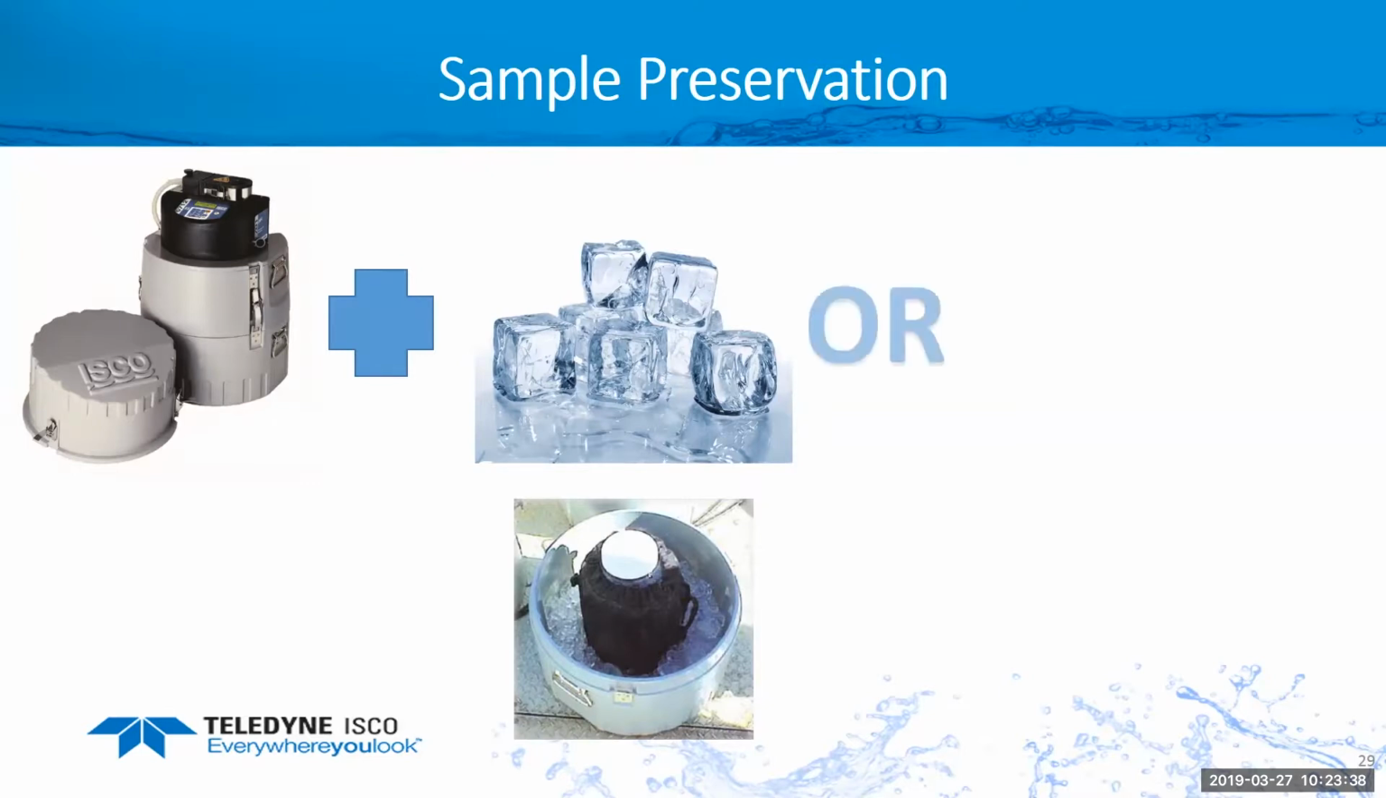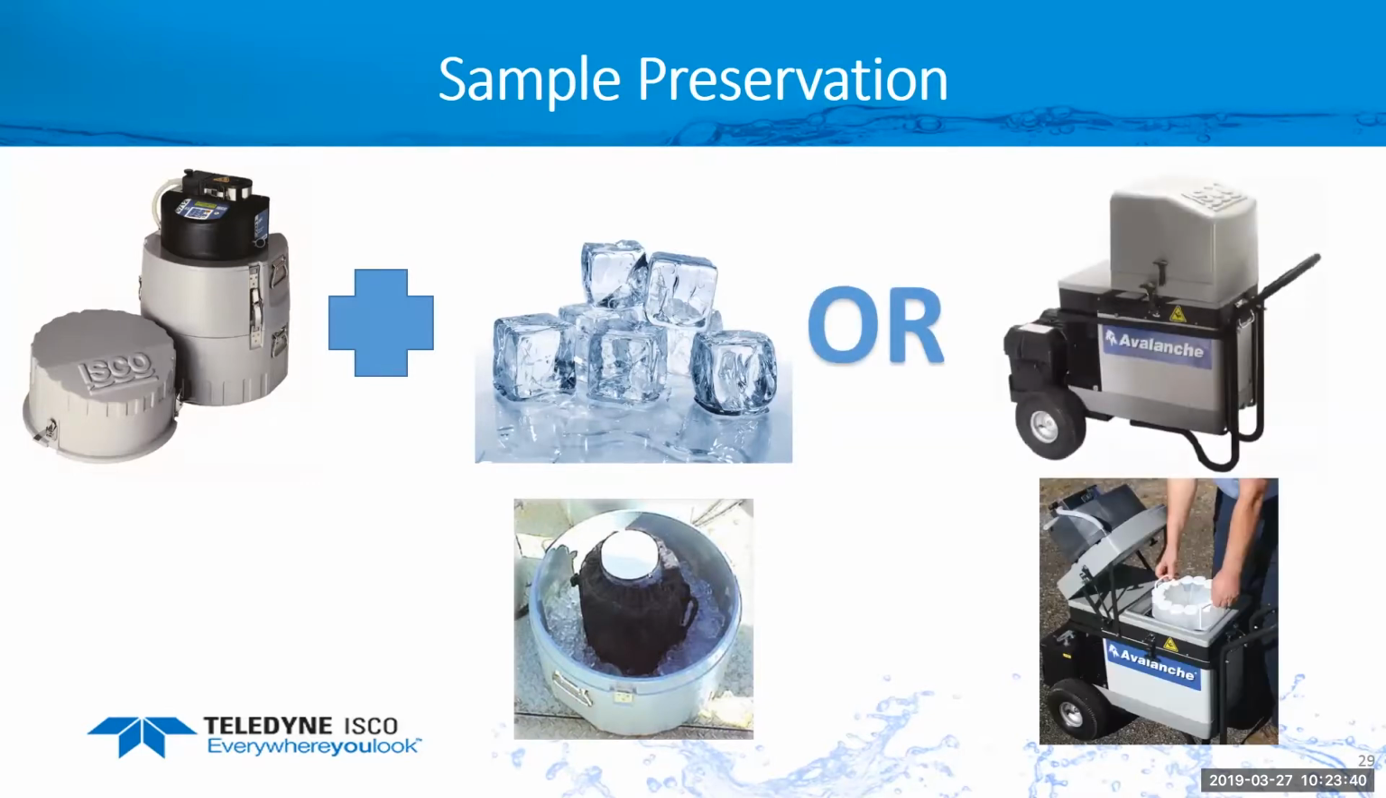So as an alternative, another option would be to use the Avalanche sampler. The Avalanche sampler is a refrigerated 6712, and it basically uses a marine battery to power it, but the actual sampler is powered down until the first sample is taken.